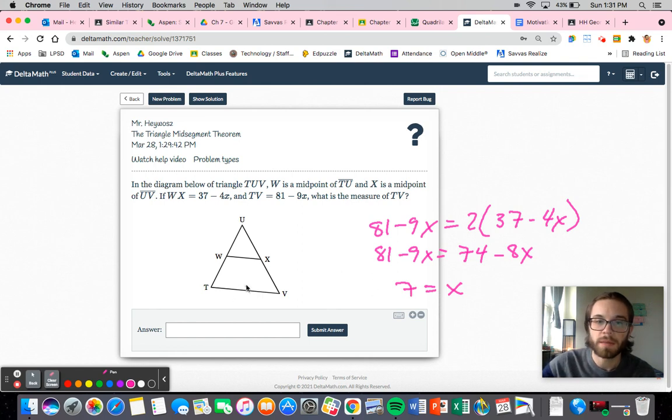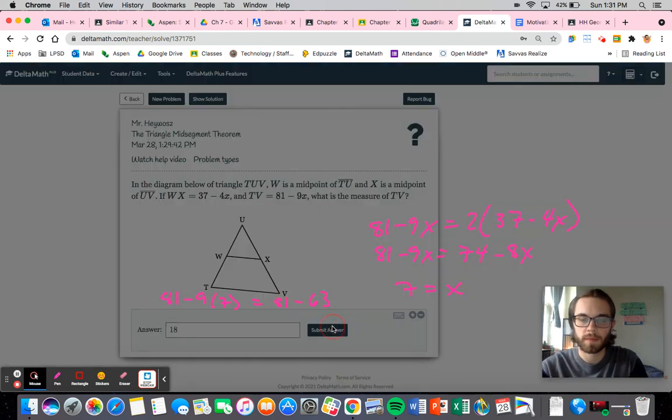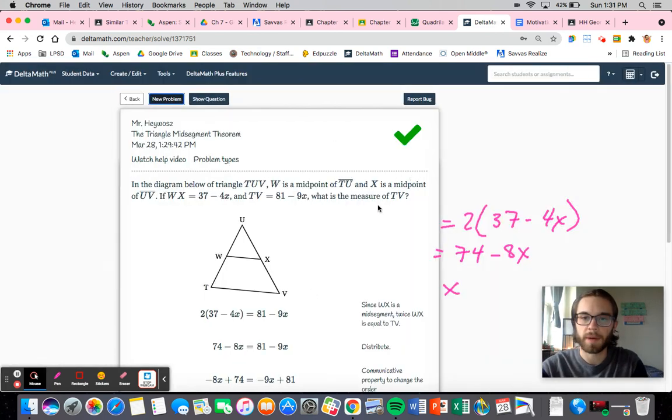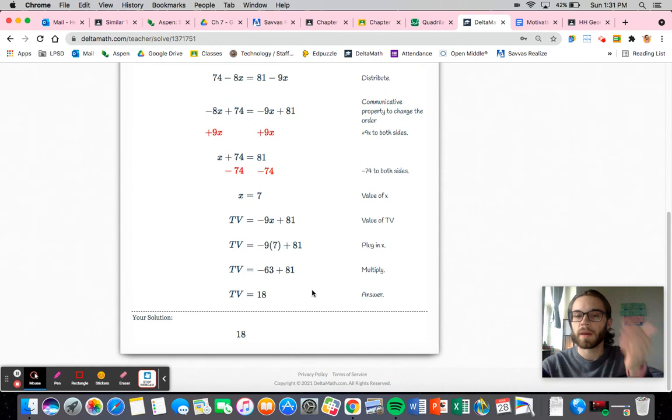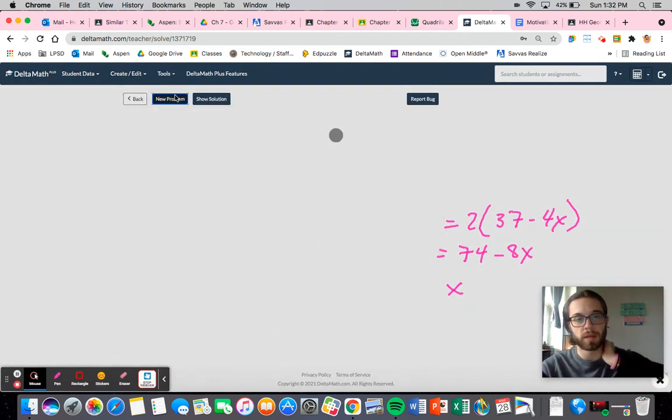So now I have to plug it in, and I have to find TV. So 81 minus 9 times 7 is going to be 81 minus 63, right? So what would that be? 17, 18. Okay, so it should be 18. Let's double check, make sure I did my math right, and we are good. Okay, so that is ultimately all you're going to do every single time. Let's do another one just to be certain.